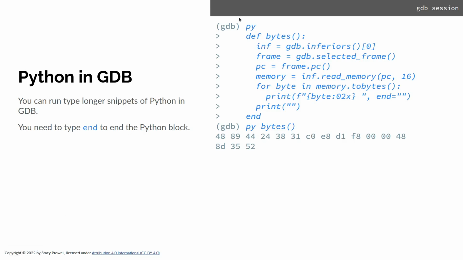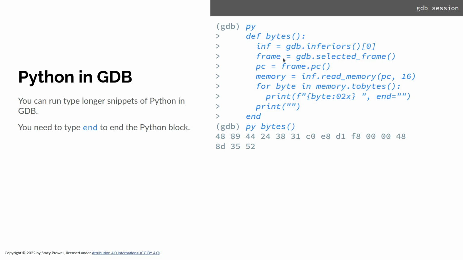So here's a longer example of defining a function, in this case, at the GDB prompt. Bytes displays the bytes at the current program counter. These are the bytes located where RIP is, the 16 bytes at RIP. And the way it works is we go and use gdb. That's a package that provides the Python interface to GDB. And we go get the inferiors. Now, inferiors are basically files that have been loaded by GDB. So we get that, and that's the file we're debugging.